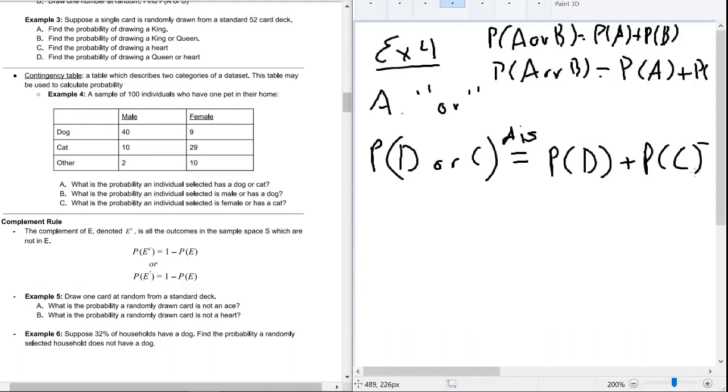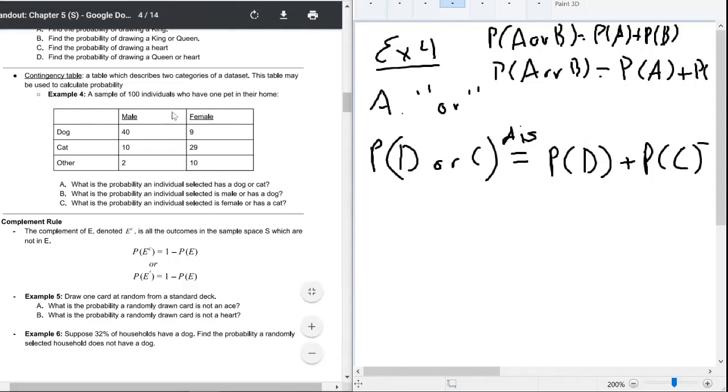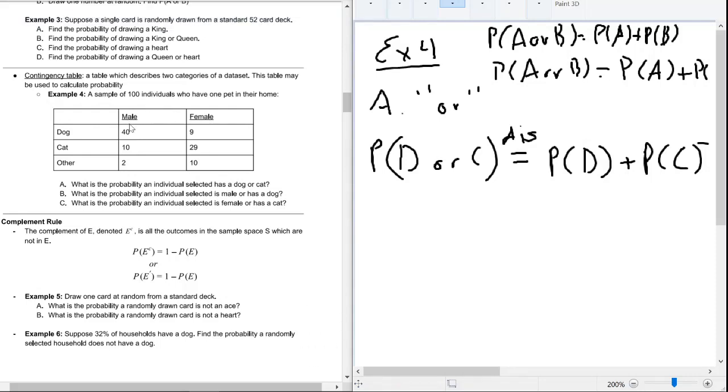And the way we use this table, what we're going to do is look at the event dog. And in the event dog, it doesn't matter whether the individual selected is male or female. It doesn't matter if the person is male or female. We want to know how many dogs are in the data set. So here we have 40 plus 9. So we're going to say dog is 49 out of 100. So we have 100 in the data set.